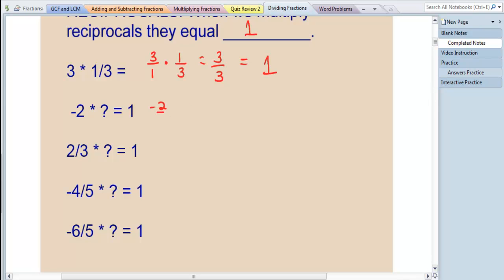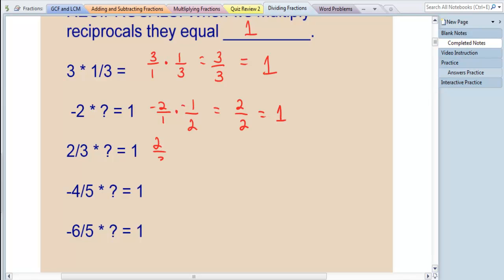Well, -2 is the same as -2 over 1. So what would I multiply by to get positive 1? Well, first of all, what do we know about the signs in order to get a positive 1 as our answer? When you multiply one negative, what do you have to multiply by to get a positive answer? Another negative, right? And so what's the reciprocal of -2? It's -1/2, because that would equal 2 over 2, which is 1.